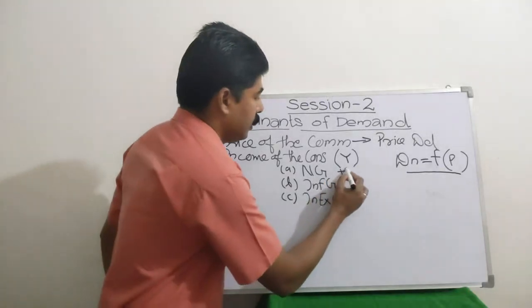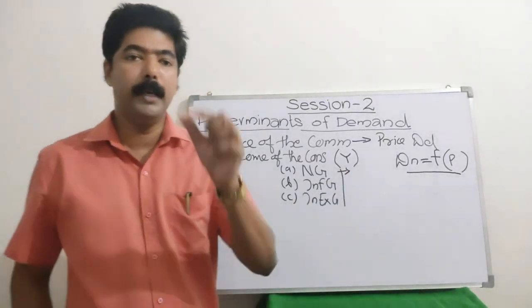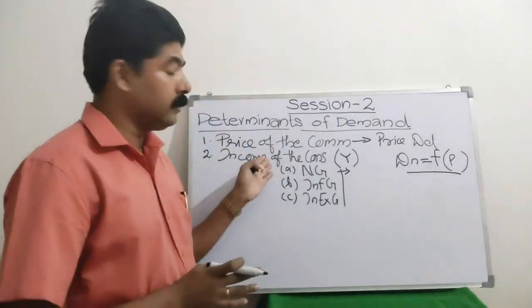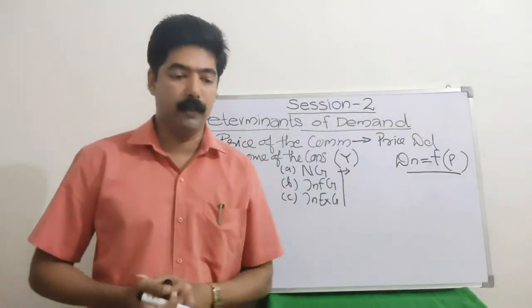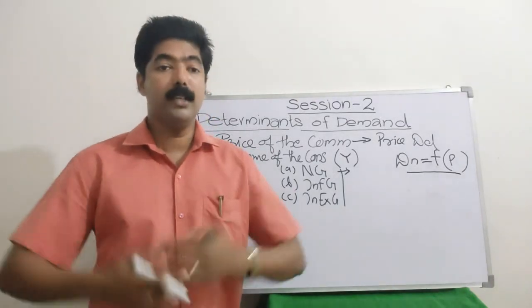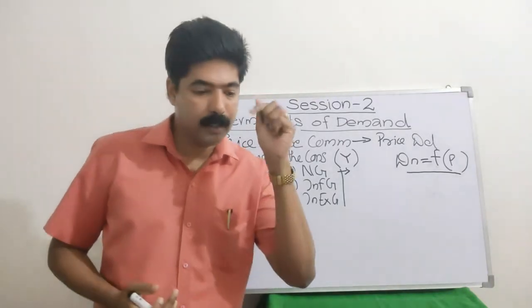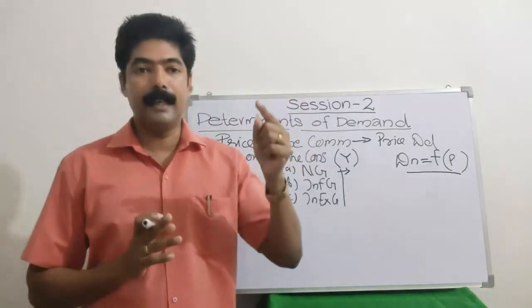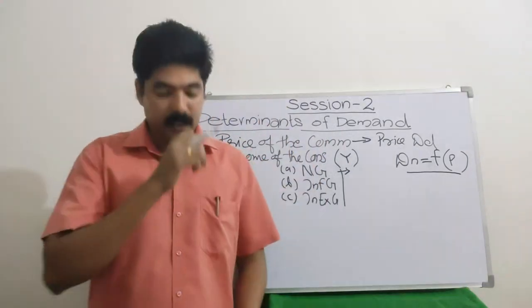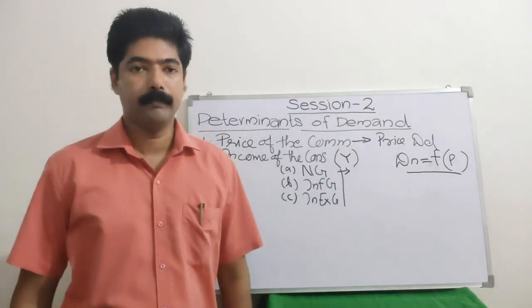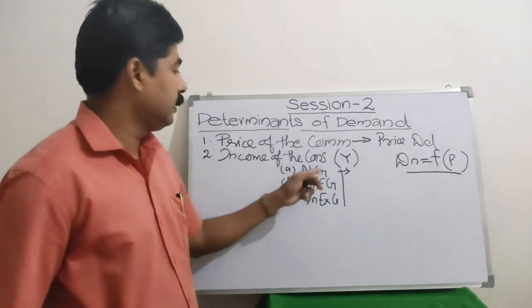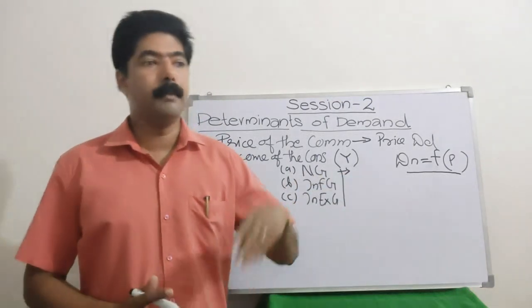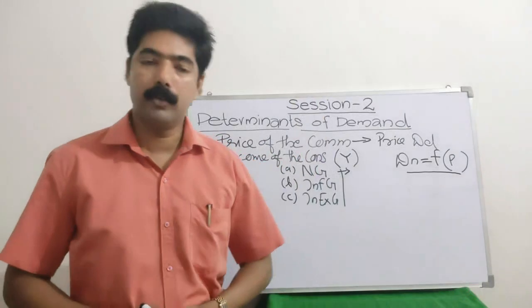The first one is normal goods. What do you mean by normal goods, and what type of relation do you see in the demand for that commodity? What is normal goods? Normal goods are those goods the demand for which increases when the income of the consumer increases. When a consumer's income increases, the demand for that commodity also increases.